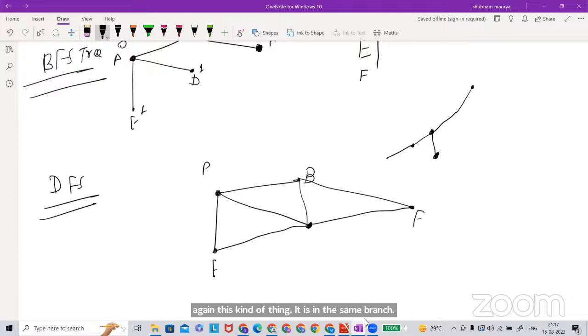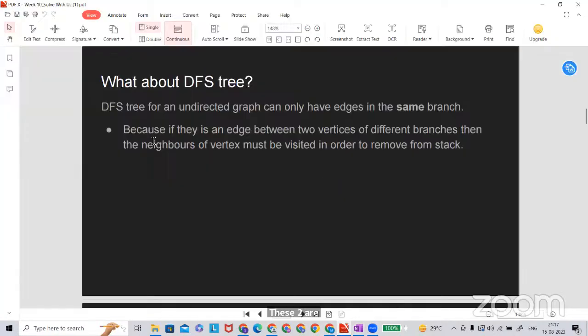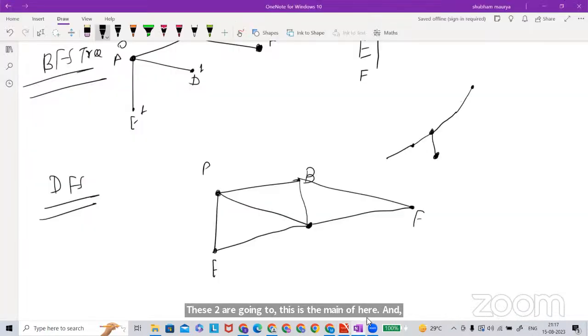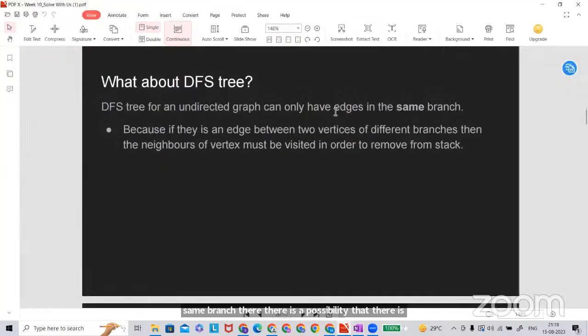These two are going to be. This is the meaning here: a DFS tree for an undirected graph can only have an edge in the same branch. So this is one branch. There could be a different branch again. So this is one branch, and in the same branch there is a possibility that there can be an edge.